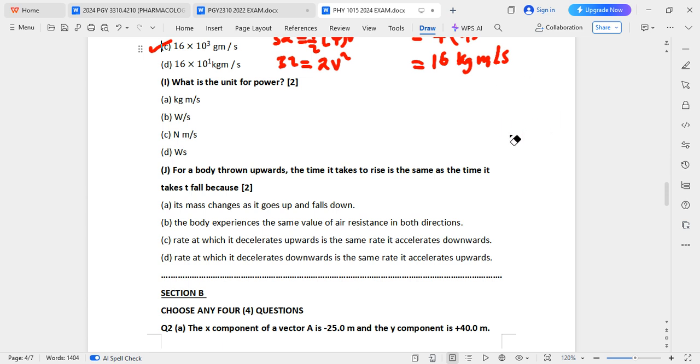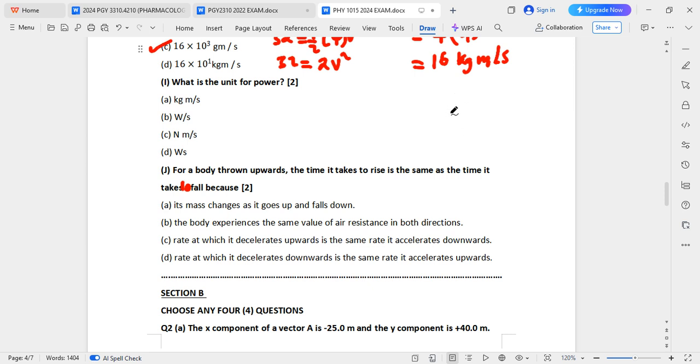So next question, J. For a body thrown upwards, the time it takes to rise is the same as the time it takes to fall because: its mass changes as it goes up and falls; the body experiences the same value of air resistance in both directions; the rate at which it decelerates upwards is the same rate it accelerates downwards; or the rate at which it decelerates downwards is the same as the rate it accelerates upwards.